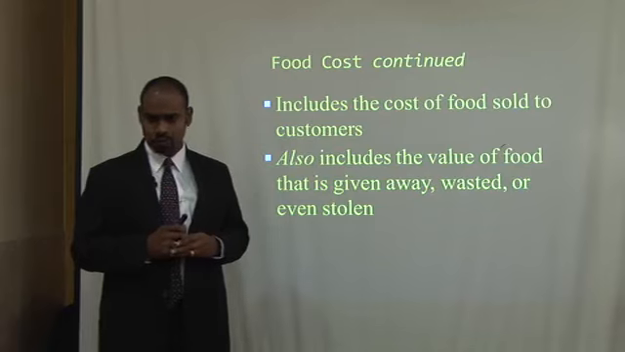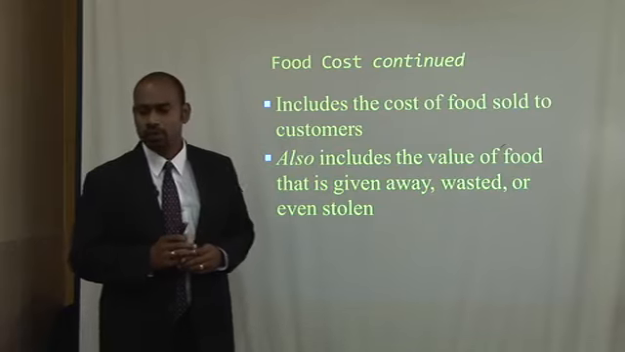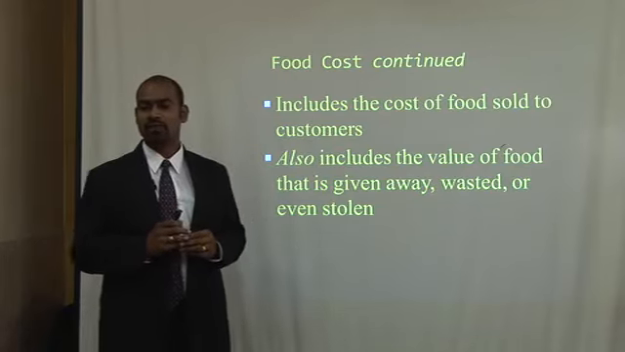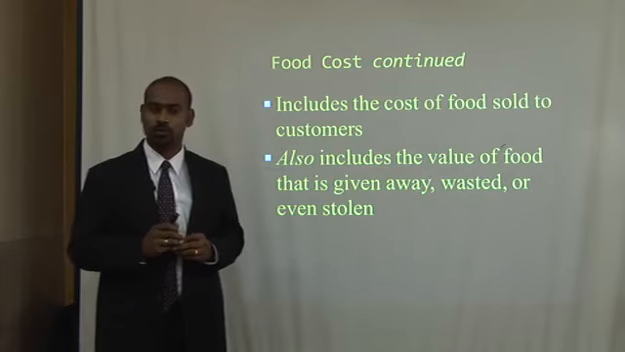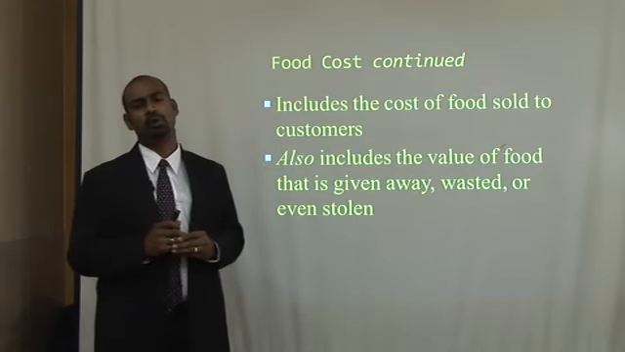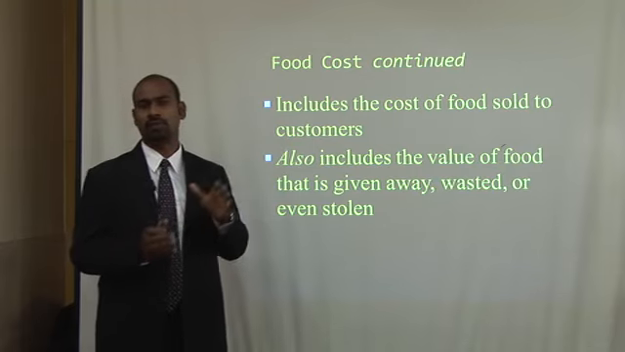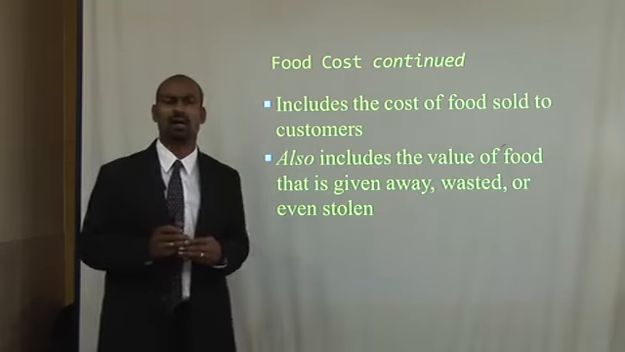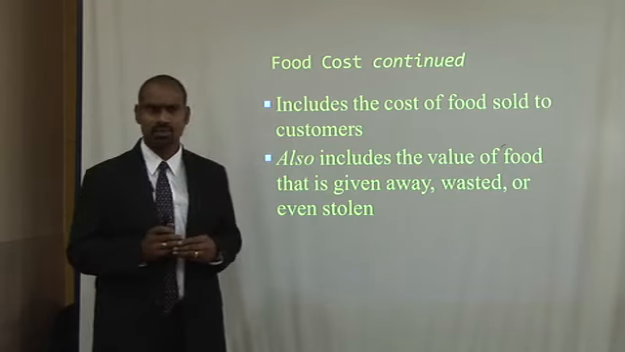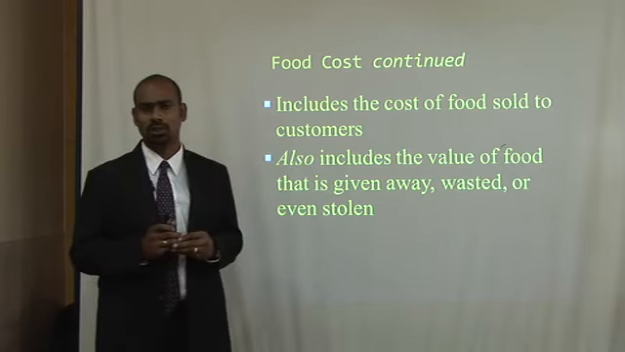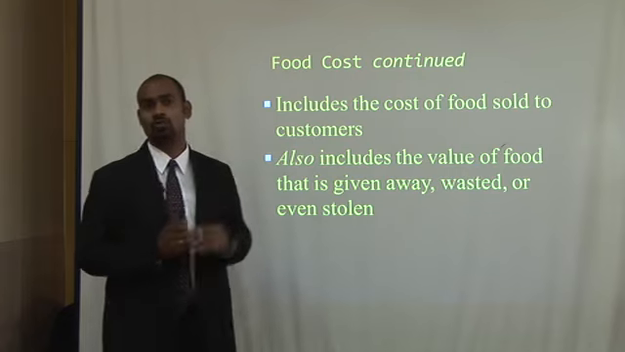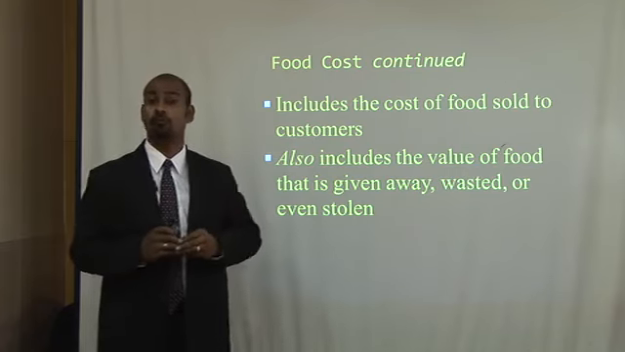It includes the cost of food sold to the customer. It also includes the value of the food that is given away, wasted, or stolen. For example, whatever food I am using for food production, apart from that there would be some wastage, some stolen, and some given away also. These are also added into the food cost.